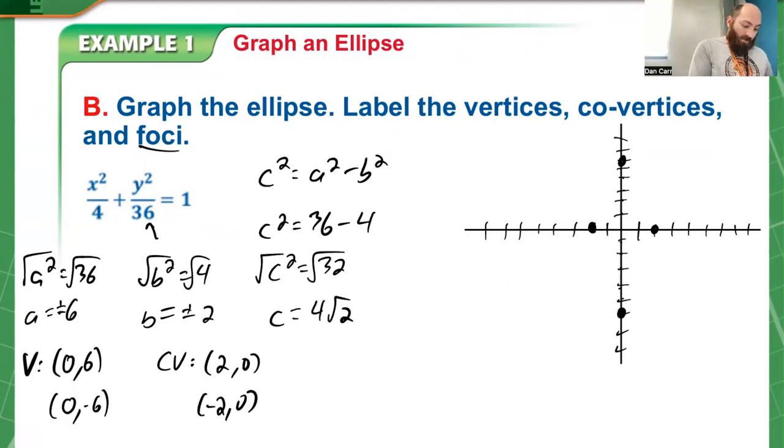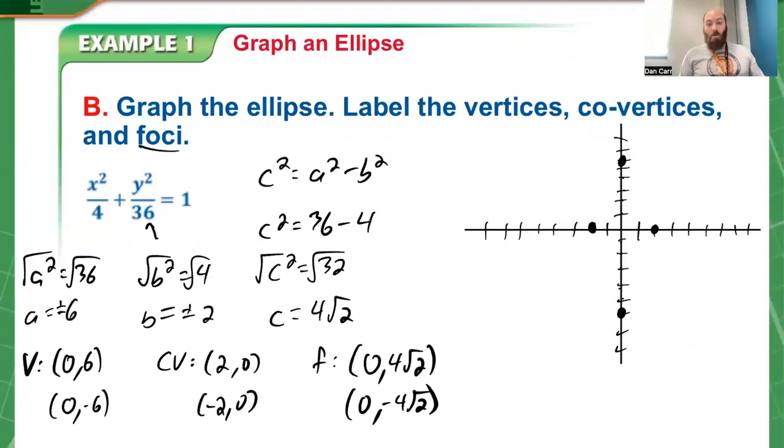Okay. So that means my foci are going to go in the same direction as my major axis. So it's going to go up and down. So in this case, it's going to be (0, 4√2) and (0, -4√2). When I estimate that on the graph, it's going to be a little less than 6. So honestly, it's probably a little bit past the 5 mark on here. Okay, so that's the foci and the foci there. But then everything else is good for my ellipse.